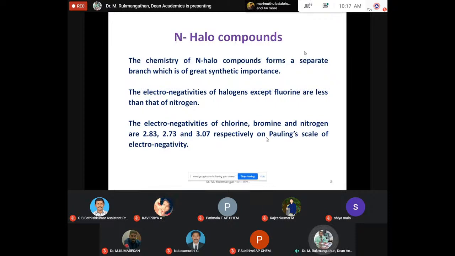Usually, what are called N-halo compounds? N-halo compounds are compounds in which the nitrogen atom is linked to halogens. What are halogens? We know fluorine, chlorine, bromine, and iodine. The electronegativities of all the halogens we know very well. For fluorine, it is very high, 4. For chlorine, it is 2.83. For bromine, 2.73, and iodine, 2.05.